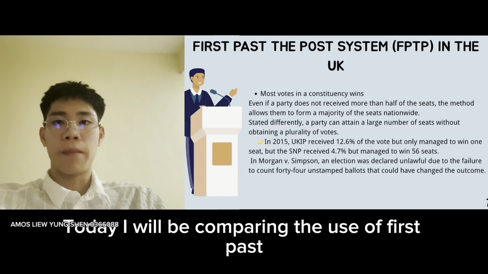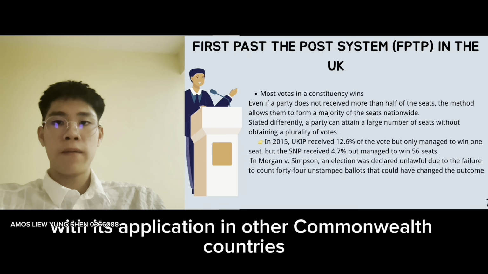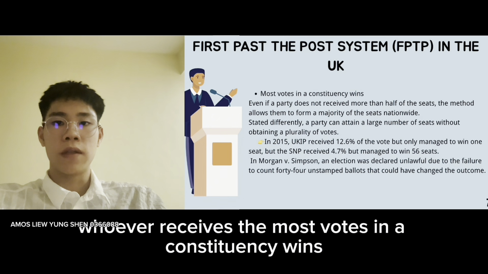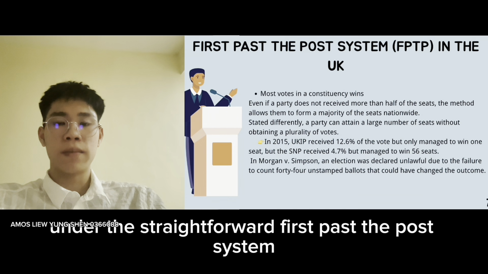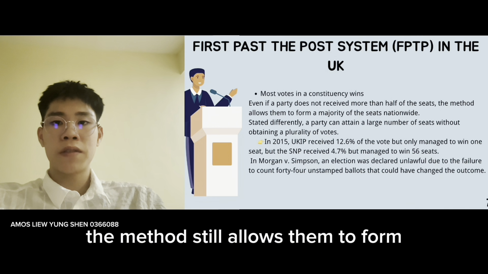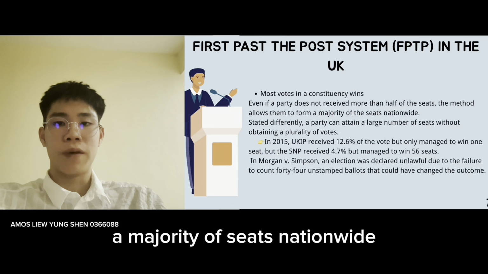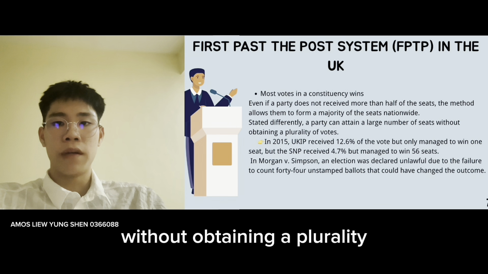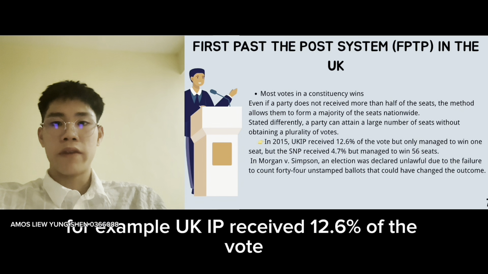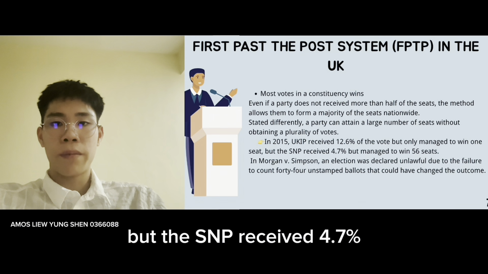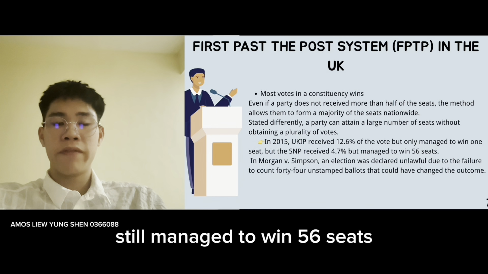Today, I will be comparing the use of the first past the post system with its application in other Commonwealth countries. In the UK, whoever receives the most votes in a constituency wins under the straightforward first past the post system. Even if a party doesn't receive more than half of the votes, the method still allows it to form a majority of seats nationwide. Stated differently, a party can attain a large number of seats without obtaining a plurality of votes. In 2015, for example, UKIP received 12.6% of the vote but only managed to win one seat, while the SNP received 4.7% and still managed to win 56 seats.